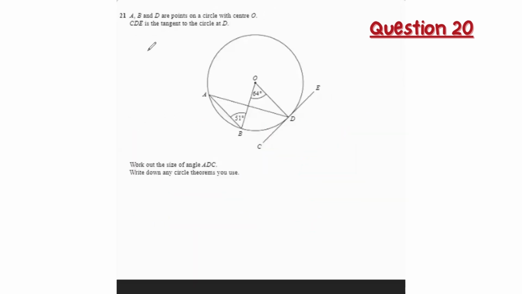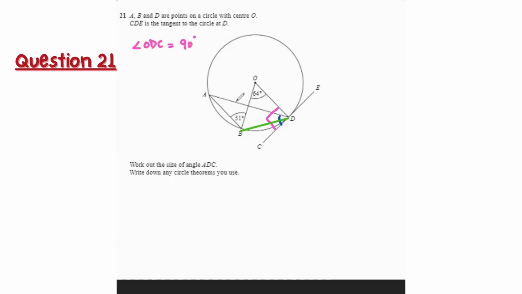Question 21 says A, B, and D are points on a circle with center O. CDE is a tangent to the circle at D. Work out the angle ADC. So we have to find this angle. So first you need to remember that a tangent makes a 90-degree angle with the radius. So your angle ODC is equal to 90.